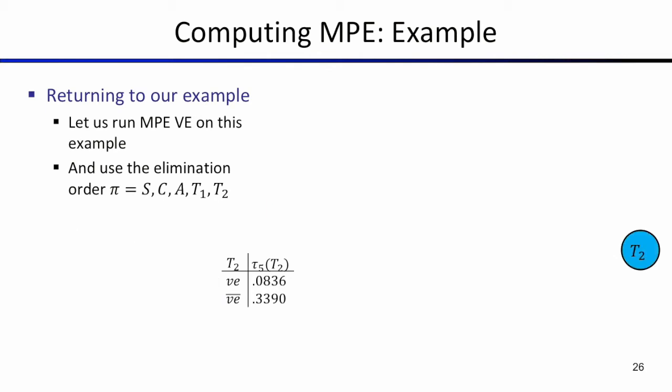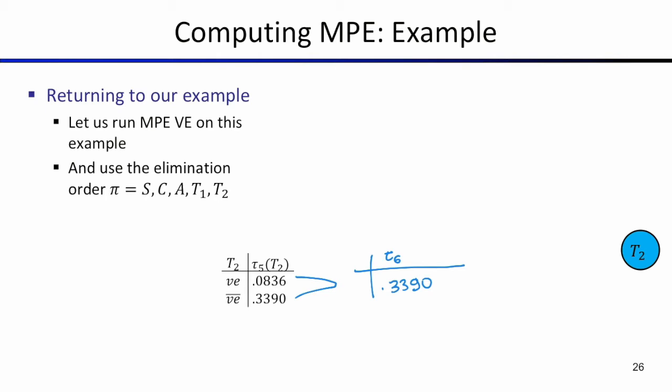So in this case here we have the variable T2. This tau5 is the only factor that remains. I'm going to eliminate this factor too by maximizing out the variable T2. Basically I'm going to take the maximum between the two rows here and I'm going to have this new factor here that has no variables at all and has just the value 0.3390. We can call this the tau6, and it has no variables in its domain. So that's going to be our answer. So 0.3390, as we saw before when we computed the joint distribution over all the variables, this is the assignment with the highest probability.